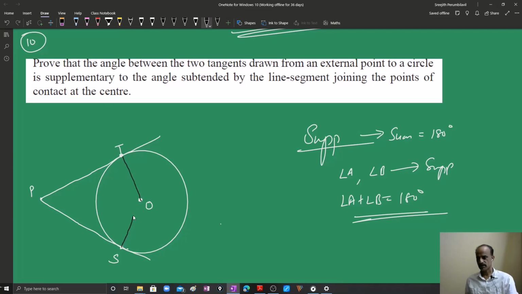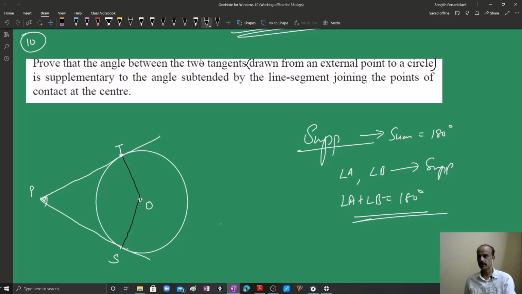Something is supplementary, and you have to show that. Prove that the angle between the two tangents, this angle, drawn from an external point to a circle, is supplementary to the angle subtended by the lines joining the points of contact at the center.